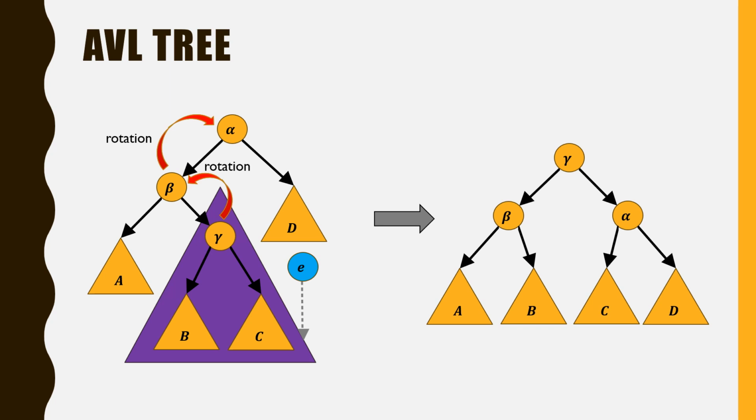To restore the AVL property in case 3, we need to perform a double rotation. First, we rotate gamma and beta anti-clockwise, making gamma the new parent of beta. Then, we rotate gamma and alpha clockwise, making gamma the new parent of alpha. After the double rotation, gamma becomes the parent of both beta and alpha. Beta becomes the parent of subtrees A and B, and alpha becomes the parent of C and D.